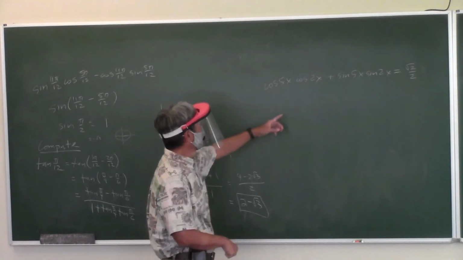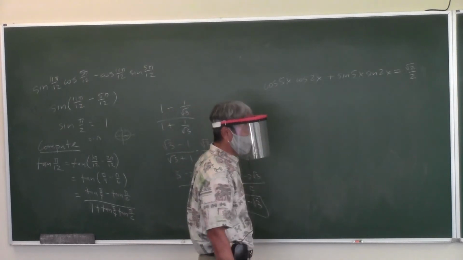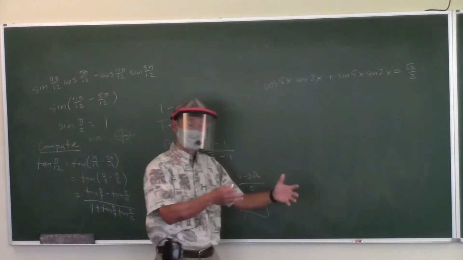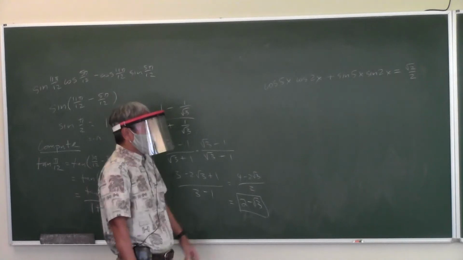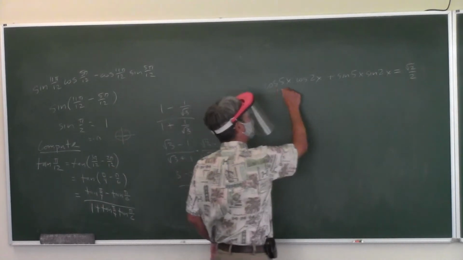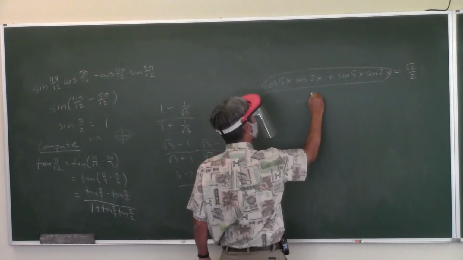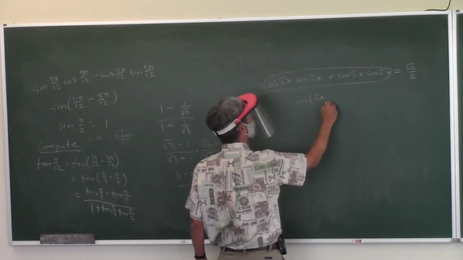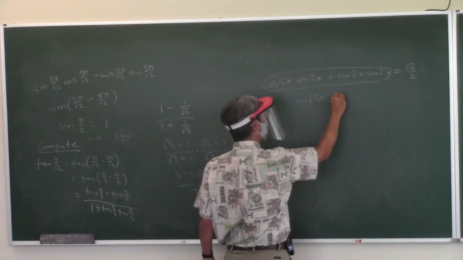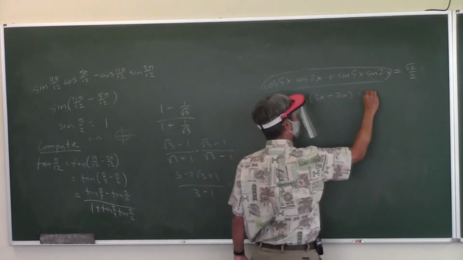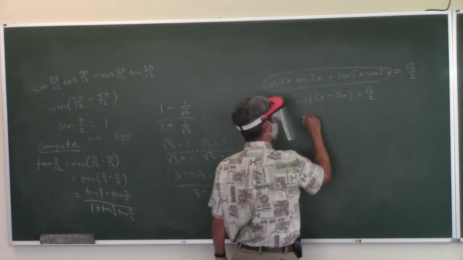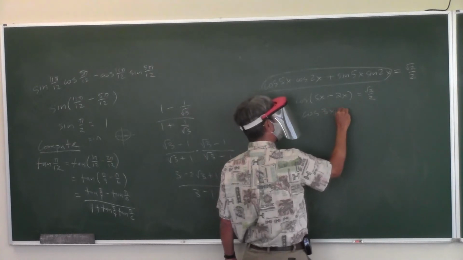Mr. Parker, we didn't learn the double and triple angle identities yet. Yeah, that's right, that's tomorrow's lesson. So what do you do? Well, what are we learning this chapter? This is the identity for cosine of 5x minus 2x. And then, of course, that simplifies to 3x.